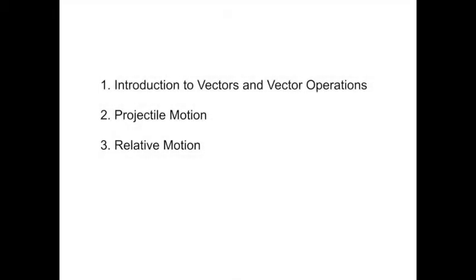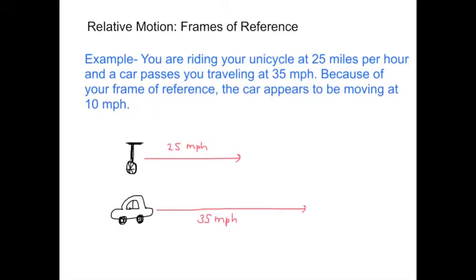So at this point in Chapter 3, we've gone over Introduction to Vectors and Vector Operations. We've covered projectile motion. Now we're on to the final topic, relative motion. Relative motion is going to come back to a concept we discussed in Chapter 2, frames of reference. This is your perspective, or how you're viewing the objects in the situation as you solve the problem.